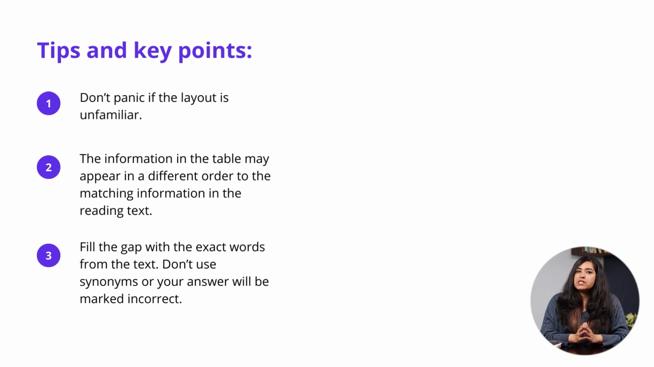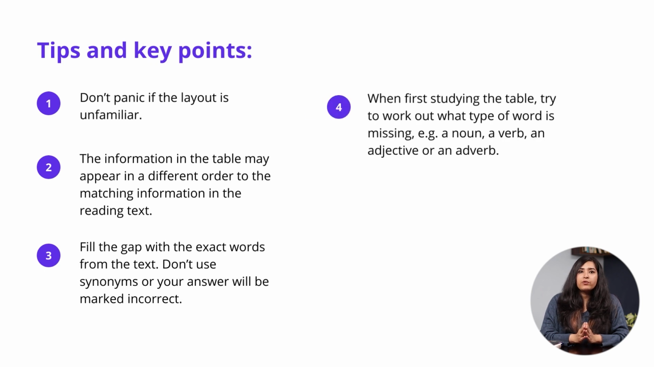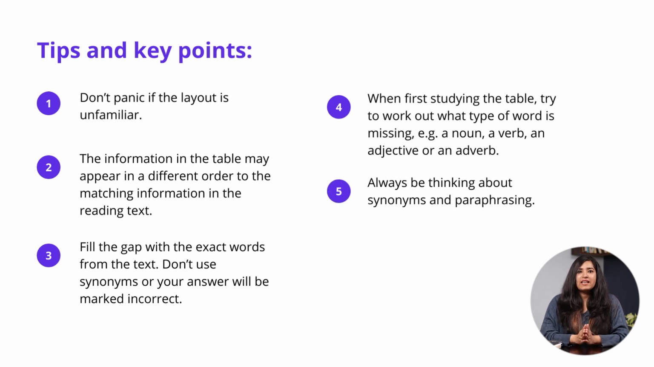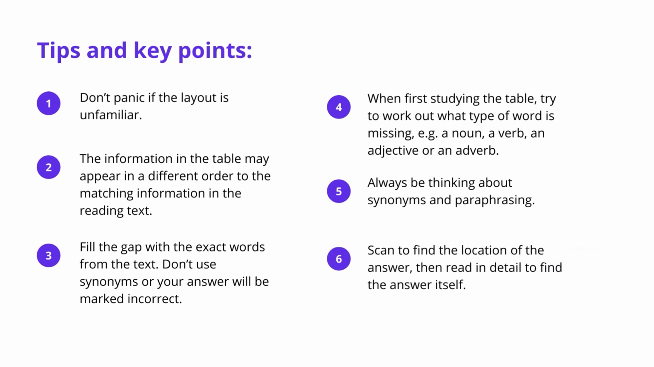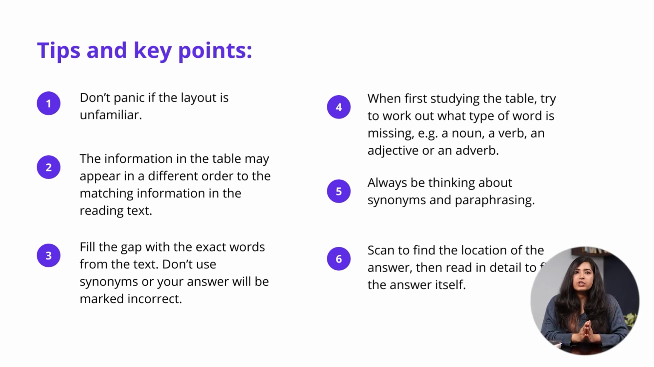You can use your prediction skills in order to help you when you first study the table. Try to work out what type of word is missing, for example, a noun, a verb, an adjective, or even an adverb. Next, you should always be thinking about synonyms and paraphrasing. Look for matching meaning rather than exact word matches when comparing the information in the table and the text. Scanning to find the location of the answer and then reading in detail to find the answer itself is a good way to approach these question types.